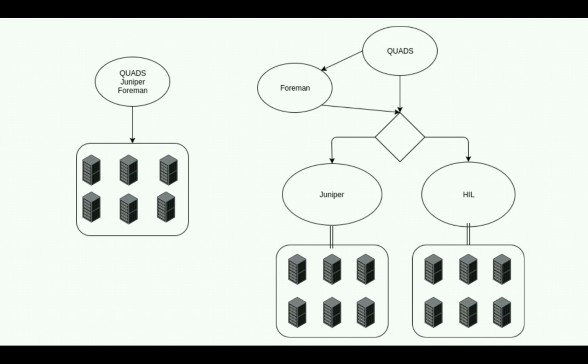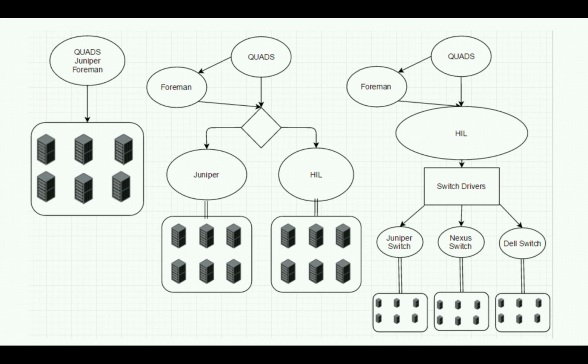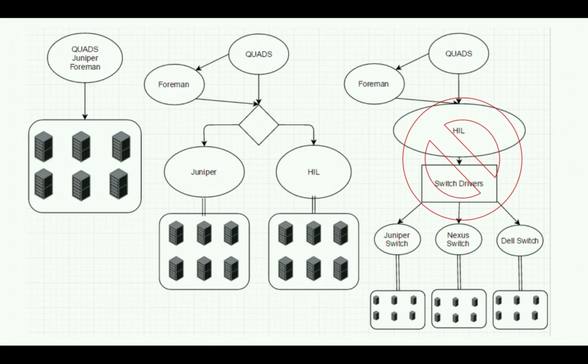So initially when we encountered quads, it was tightly coupled with Juniper switches. As you can see from the figure on the right, we decoupled Juniper from quads and also implemented the HIL driver. Now if you see the rightmost figure, we planned to achieve our goals in the project by that hierarchy, but we soon realized our misunderstanding with the mentors, and then we went back to the same hierarchy to what was proposed earlier.